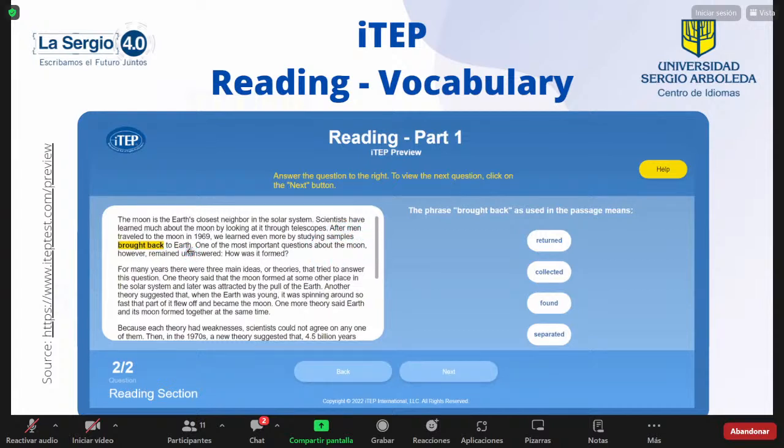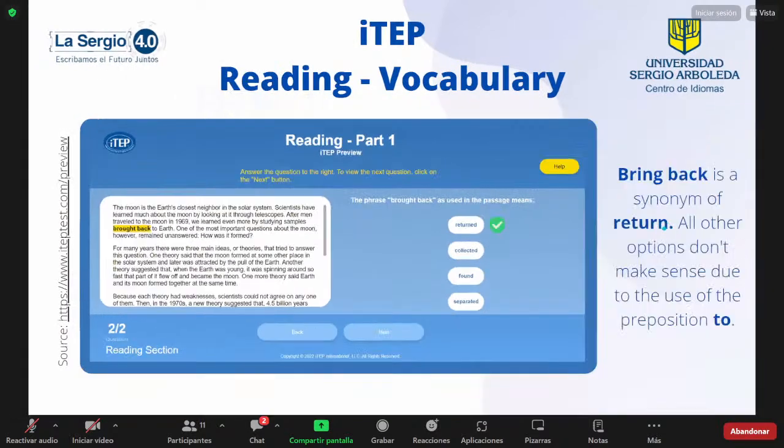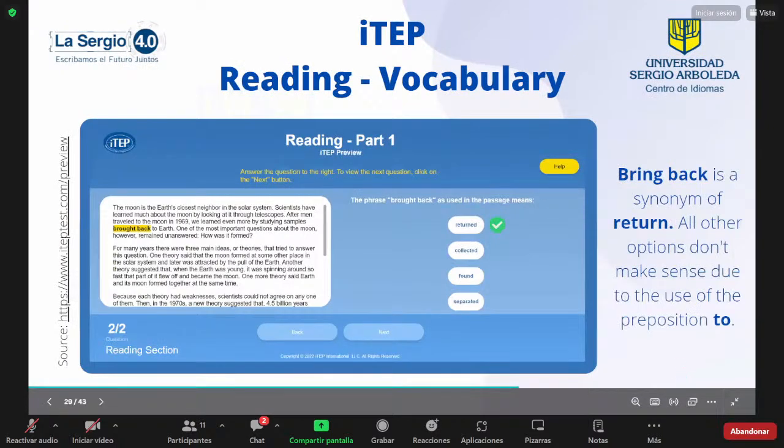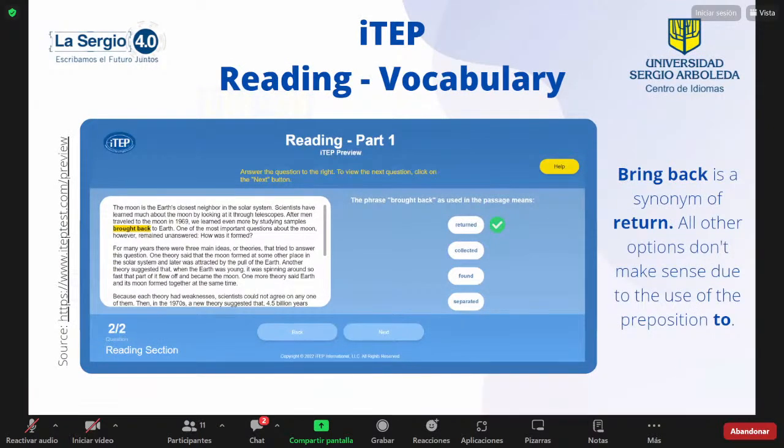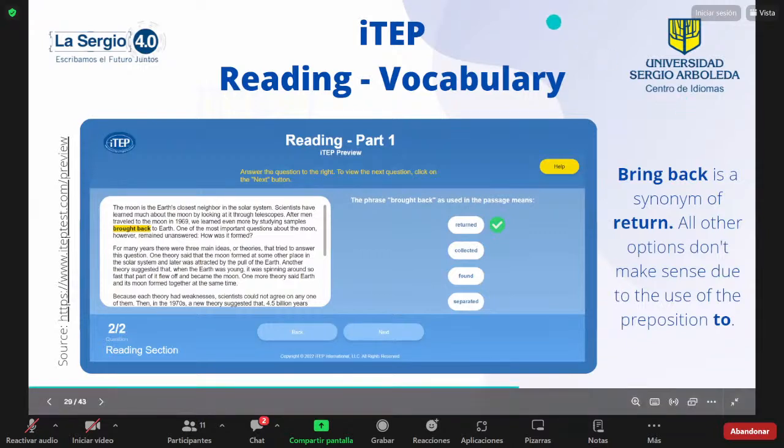So check for those, because in those you can save time so that you have extra time for the ones that you have to read more and think more. These ones you just go, bring back is to return, okay? All the other options don't make sense due to the use of the preposition "to."